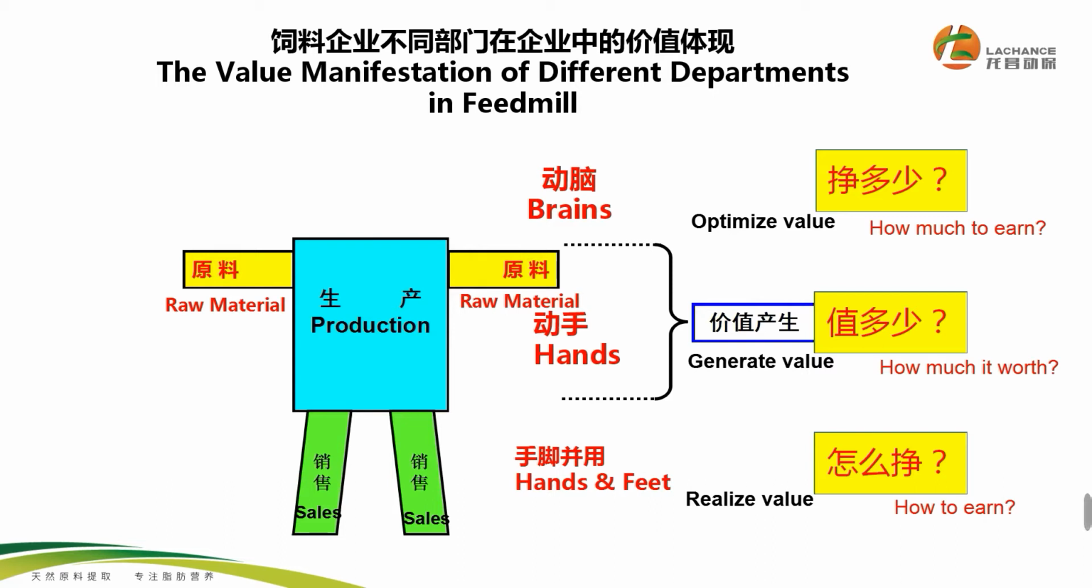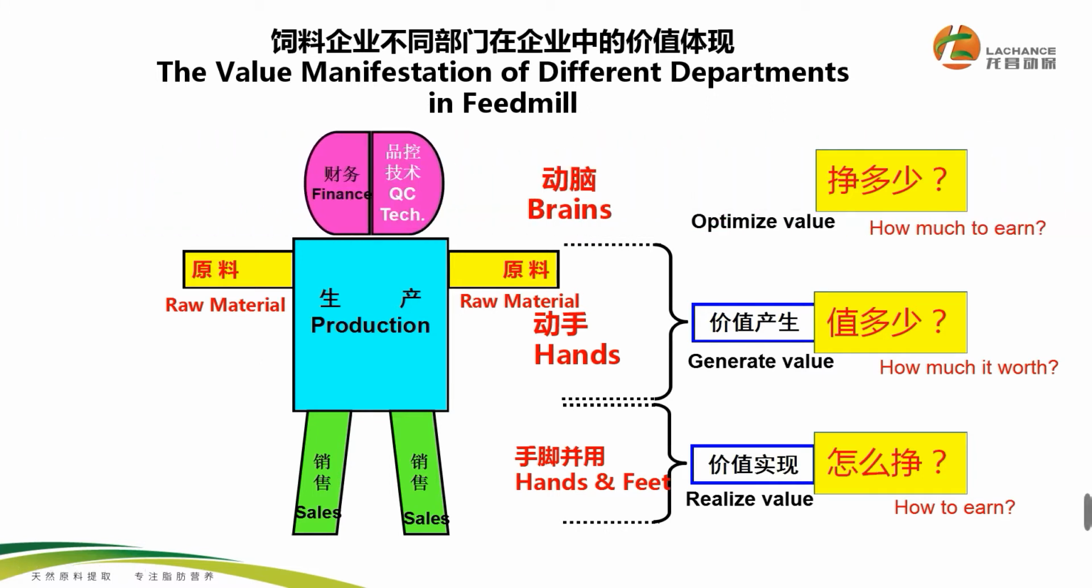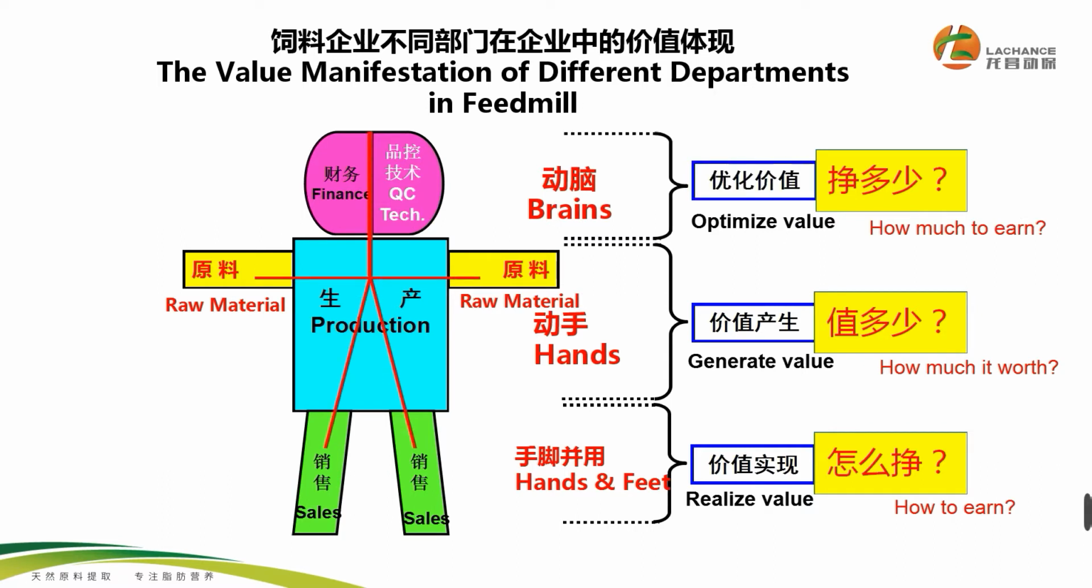It's like our hands and feet. This department realizes the value. That means how to make money and how to earn. The last one is the finance and quality and the technical department. These 3 departments are like our brains. It optimizes the value. That means how to earn.